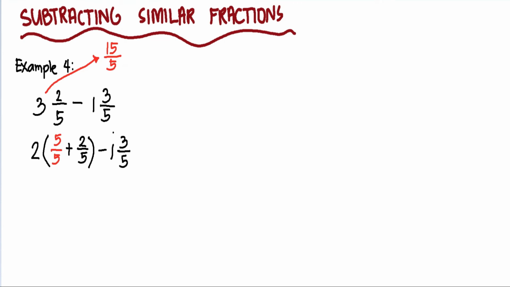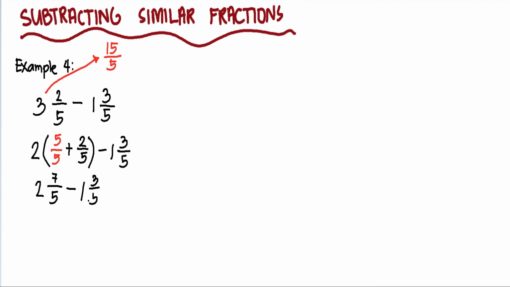So let us try to add the fractions inside the parentheses. Let us just copy 2. And 5 plus 2, that is 7. Then copy the denominator 5, minus, copy the fraction outside. We have 1 and 3 over 5.